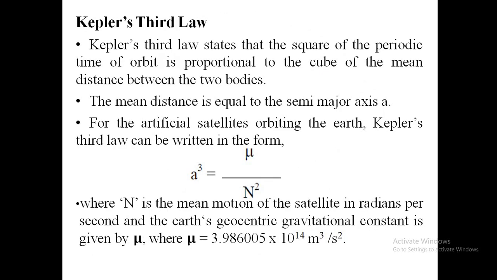Kepler's third law. Kepler's third law states that the square of the periodic time of orbit is proportional to the cube of the mean distance between the two bodies. The mean distance is equal to the semi-major axis A, and therefore A cube is given as mu by n square, where n is the mean motion of the satellite in radians per second and mu is the Earth's geocentric gravitational constant, whose value is 3.986 times 10 to the power 14 meter cube per second square.